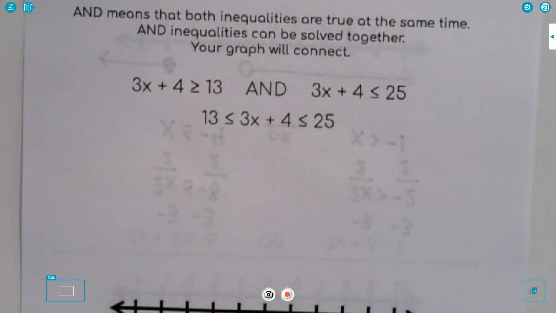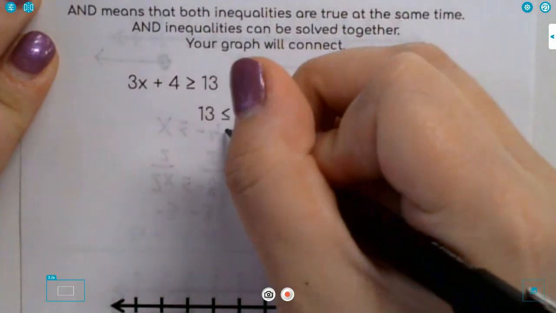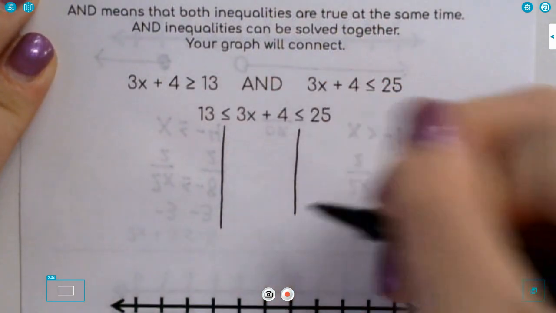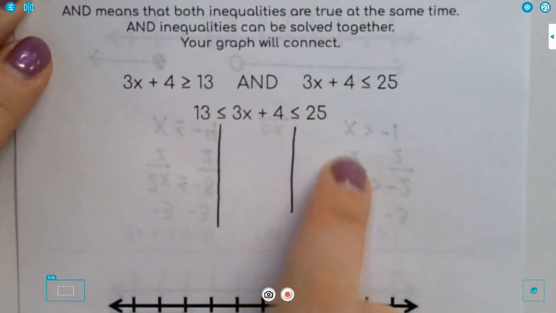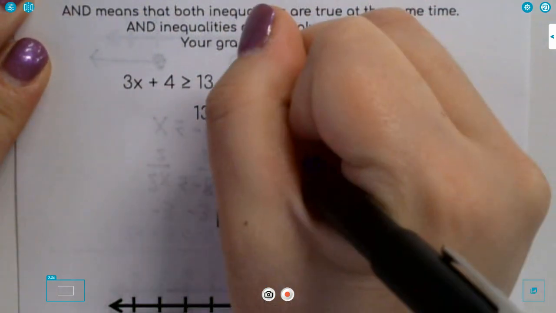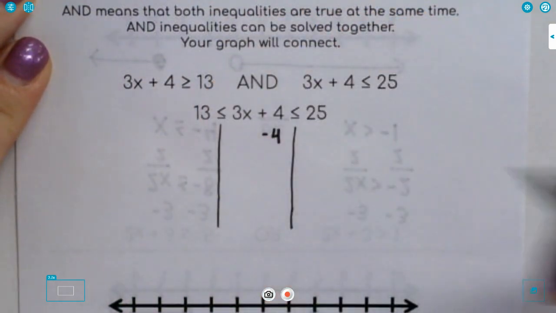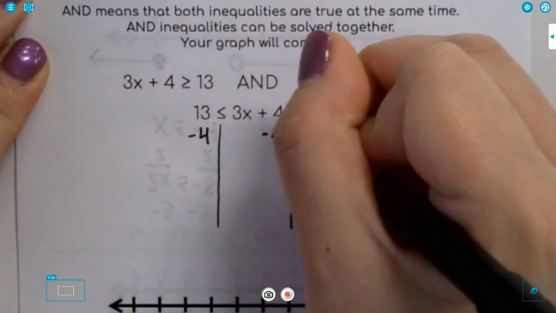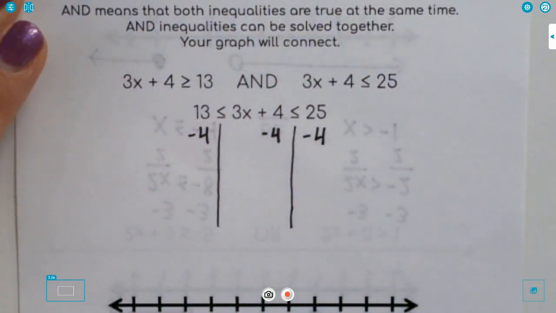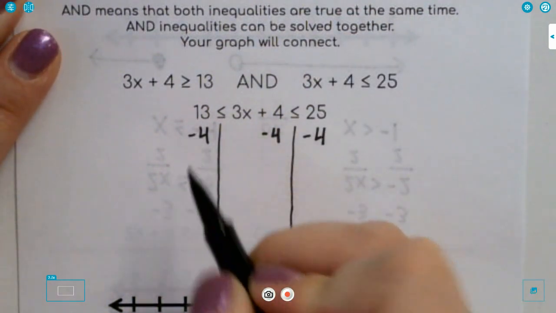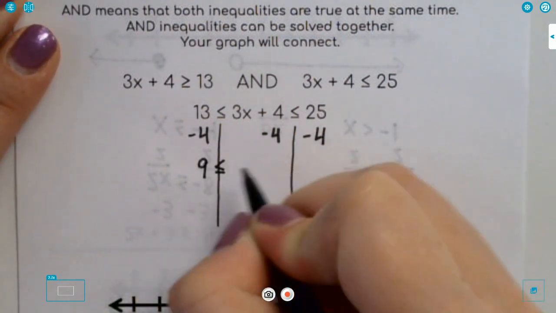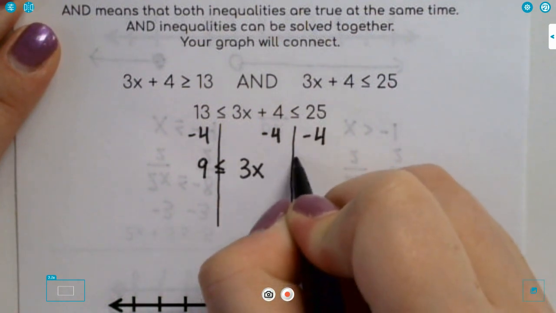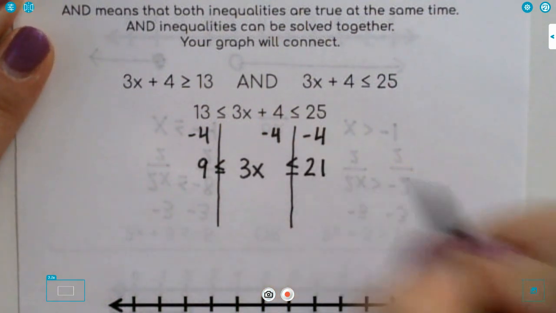When you solve this, you are going to solve it like a 3-sided equation. So we have an inequality sign here and an inequality sign here. Everything you do in the middle to get x by itself, you're going to do on the left and the right. So I'm going to start by subtracting 4. I'm going to do that on the left side and the right side. 13 minus 4 is 9. So I've got 9 is less than or equal to 3x is less than or equal to 21.